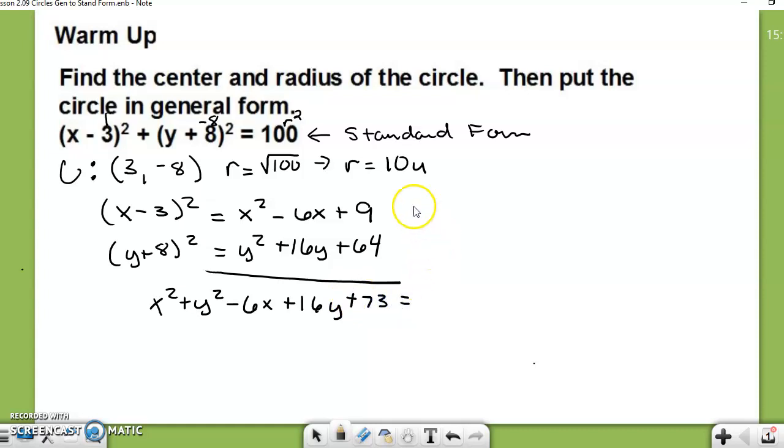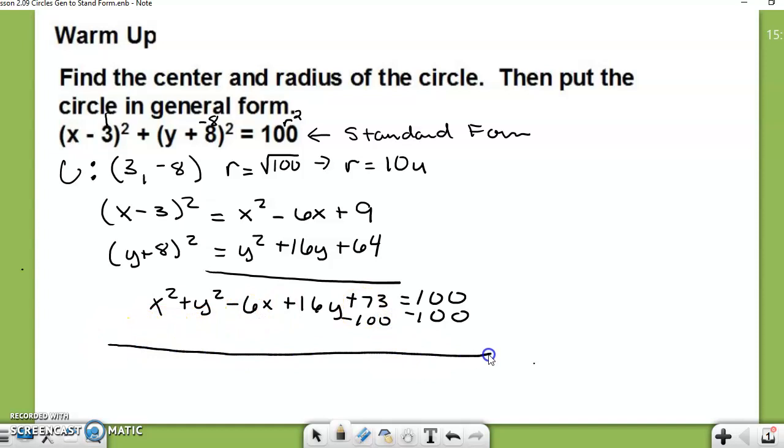Now remember, it was equal to 100. The last thing I have to do to get this into general form is to have it set equal to 0. So I'm going to subtract my 100 from both sides. And then my equation of my circle, in general form, is x squared plus y squared minus 6x plus 16y minus 27 equals 0.